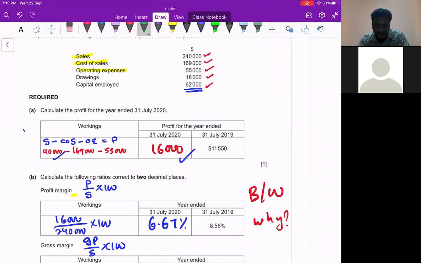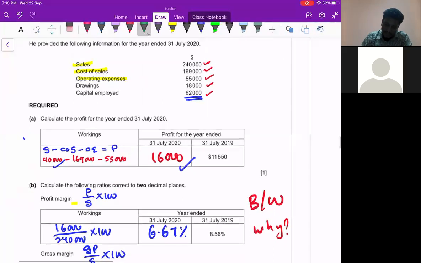Working method got problem. What working method? Okay, here I have some answer. According to the profit for the year. Okay, working method got problem. What working method? I don't know what is the working method. You need to tell what working method. If you just say working method, what working method?